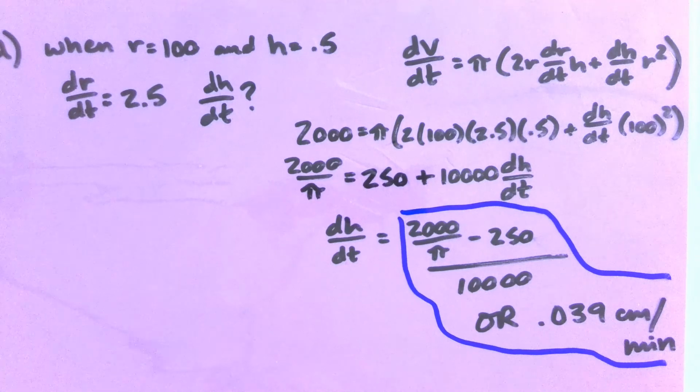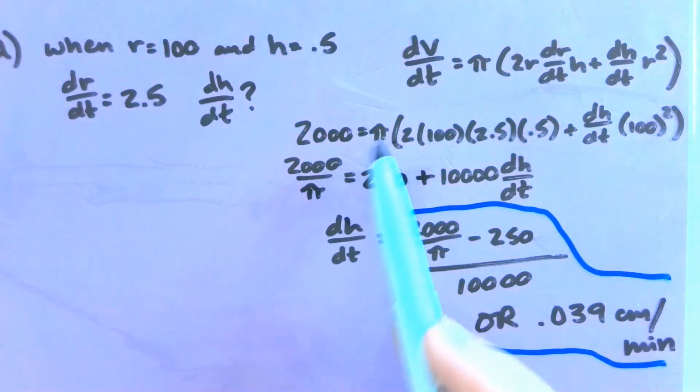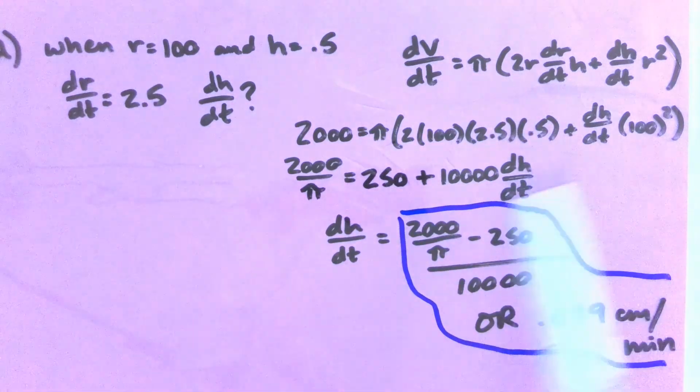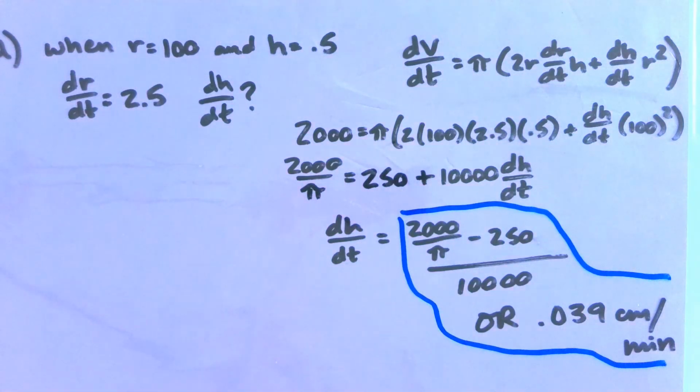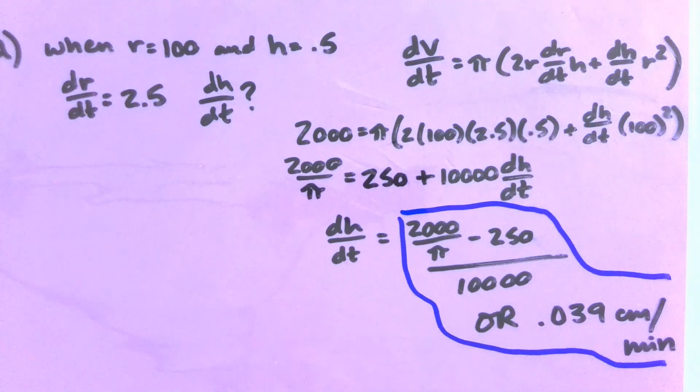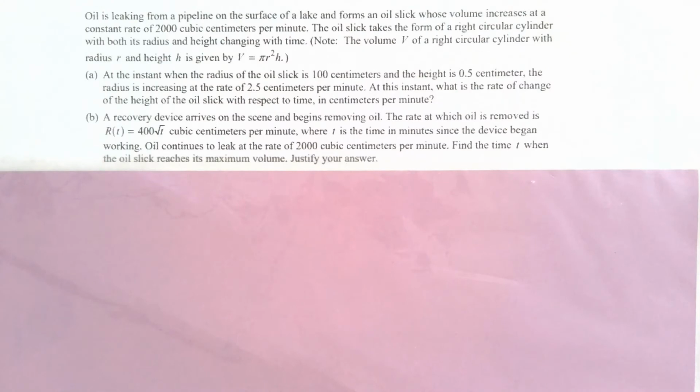I'm probably going to need a calculator here. I went ahead and divided both sides by pi so that I didn't have to mess with that. Simplifying to 250 and the 10,000 there, subtracting 250 over and dividing by 10,000 to get dH/dt. And then remember, you can leave it like that, or you can go ahead and put it in your calculator. Make sure you round to 3 decimal places if that's what you choose to do, and you'll have centimeters per minute. Go ahead and pause the video again, see what you can do with part B.